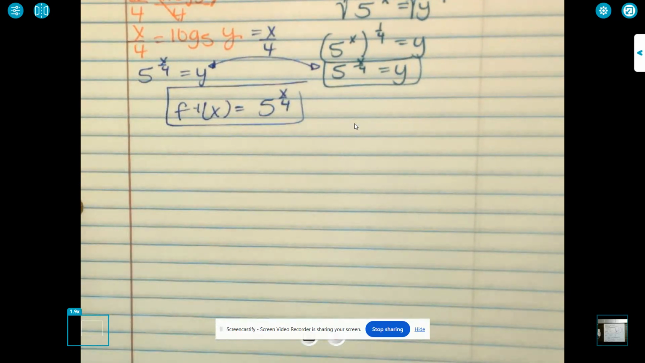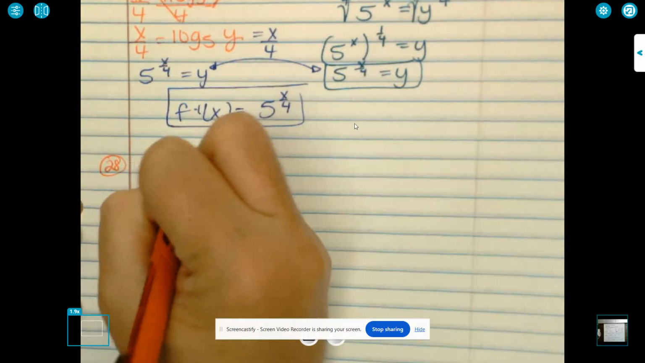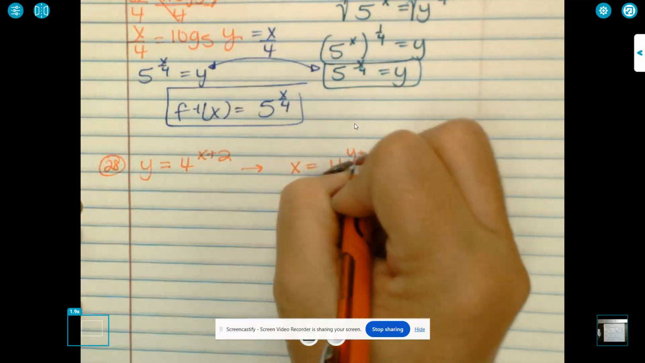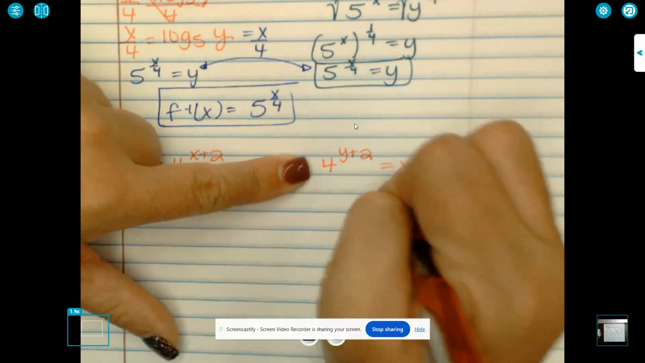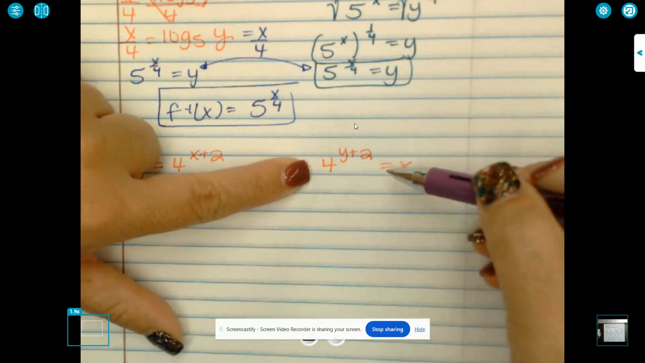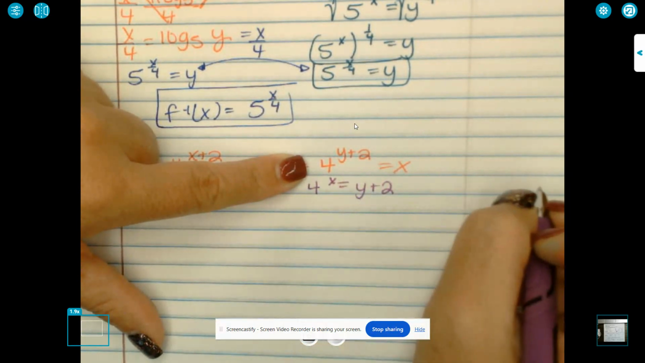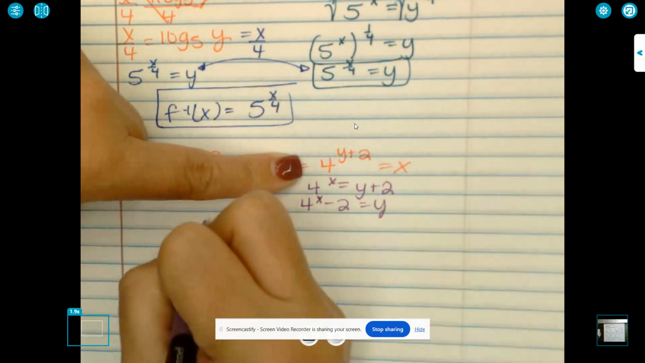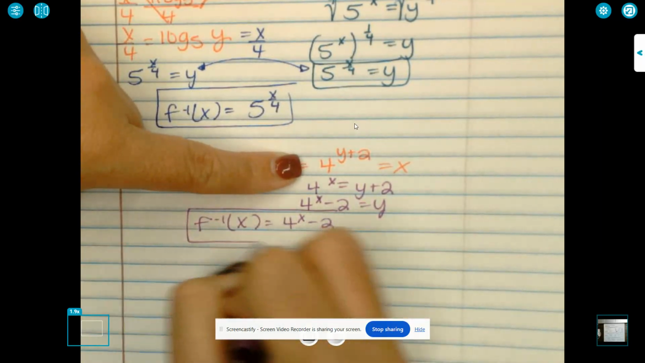Whichever one you like. All right, number 28. Again, find the inverse. All right, so here we go, 28. We've got y equals 4 to the x plus 2, so that's going to turn into x equals 4 to the y plus 2. Again, we don't want the left, right, center equal to x unless it's on the left, so I'm just going to switch that around, not changing anything, just switching it around. All right, so now we can left, right, center, and to get y by itself, we're just going to subtract 2. So it's going to be 4 to the x minus 2 is going to equal y, so our inverse is 4 to the x minus 2.